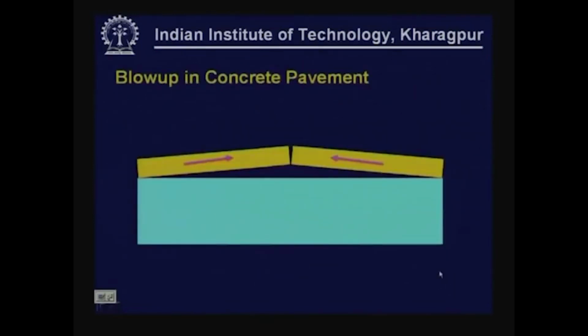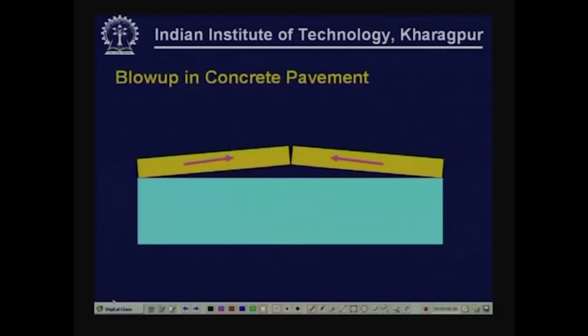There can also be blow ups occurring in concrete pavement, especially when, because of increase in temperature, the slabs try to expand, and if there is no provision for the expansion of the slab, it may buckle up and it may lead to crushing of this portion at this joint. So, as we discussed in the previous lessons, there has to be sufficient provision made along the length of the slab to accommodate this increase in length of the slab because of increase in temperature.